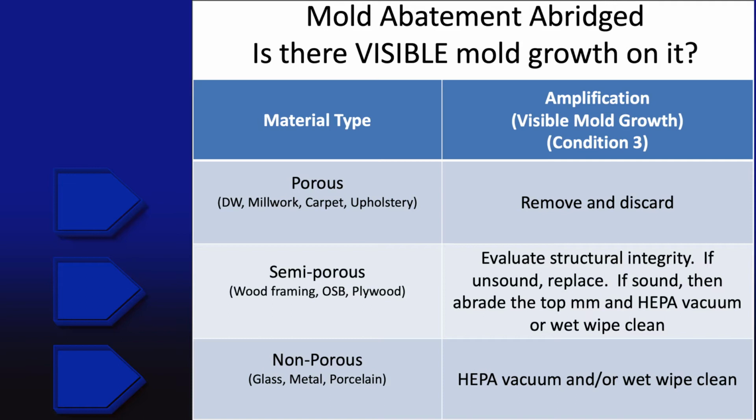On the other end, non-porous materials like your toilet made of porcelain, if you have visible mold growth on your toilet or in your shower, you would clean those surfaces. Wet wipe, HEPA vacuum, etc. And then semi-porous products like wooden structural members, you would basically abrade or remove the top millimeter of those materials. Wooden studs, for example.